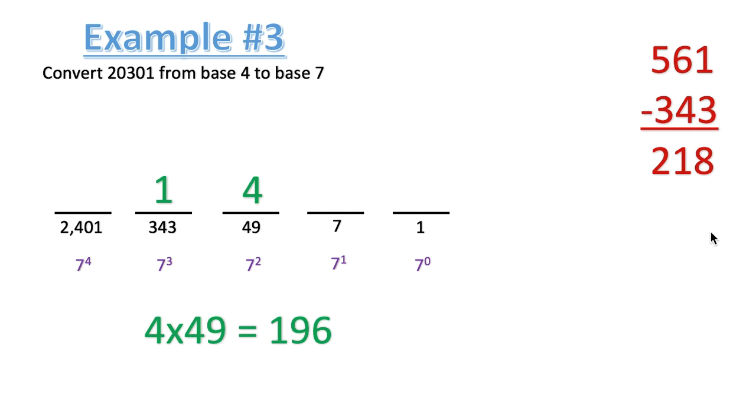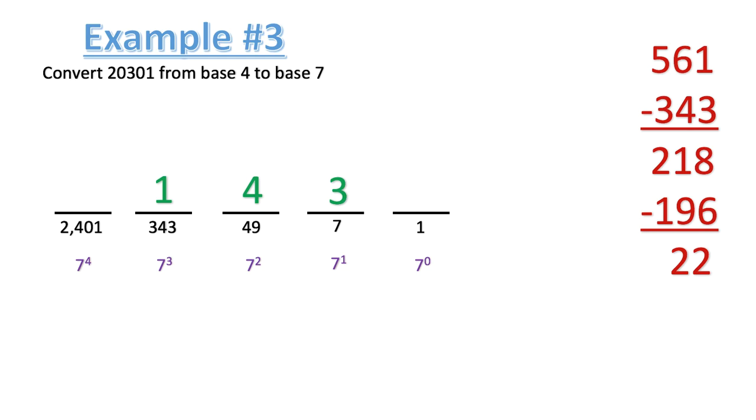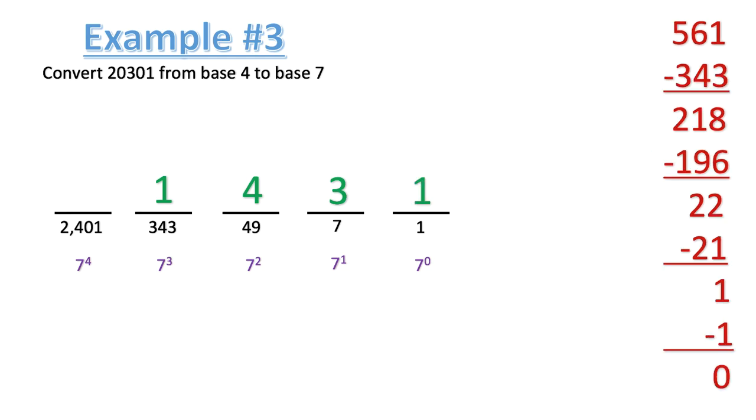Let's subtract that away from 218. We're getting closer. Now we just have 22 left. So we got to build 22 out of 7s and 1s. So that means we're going to use 3 7s because that equals 21. Now we're just 1 away, and so we use 1 1 block. So we just converted 20301 from base 4 to base 7 with a little stop along the way in base 10.